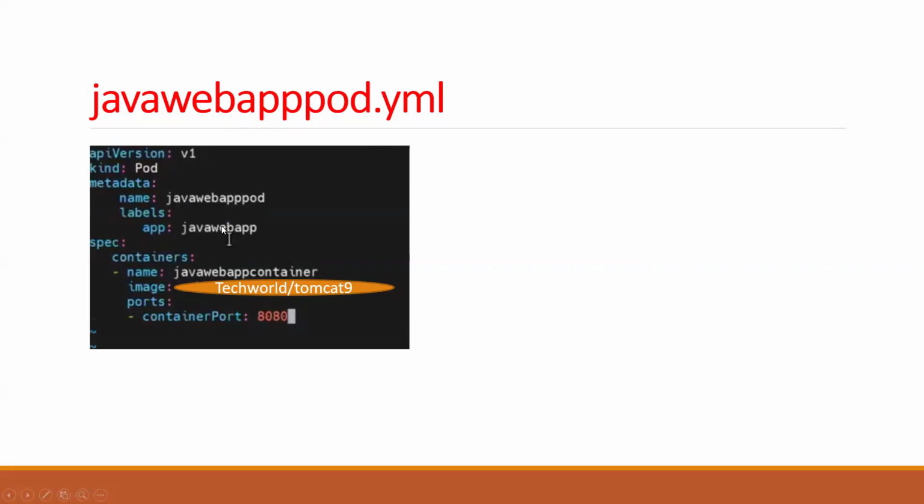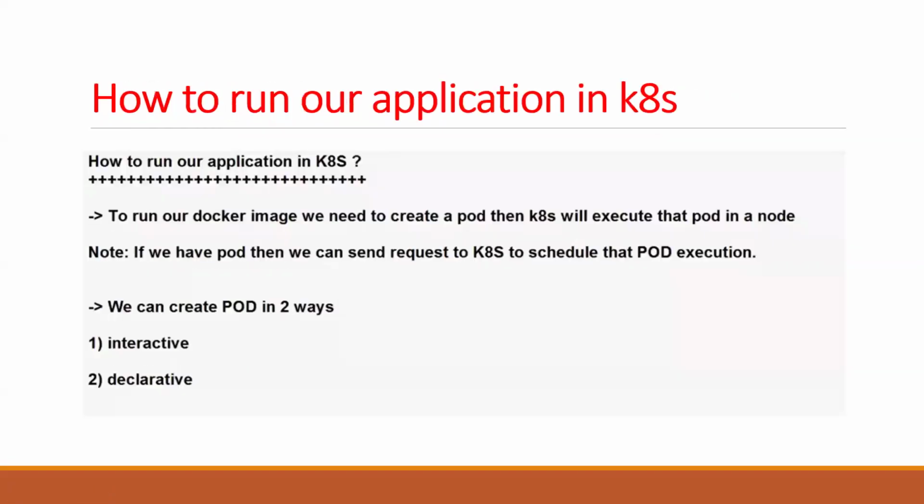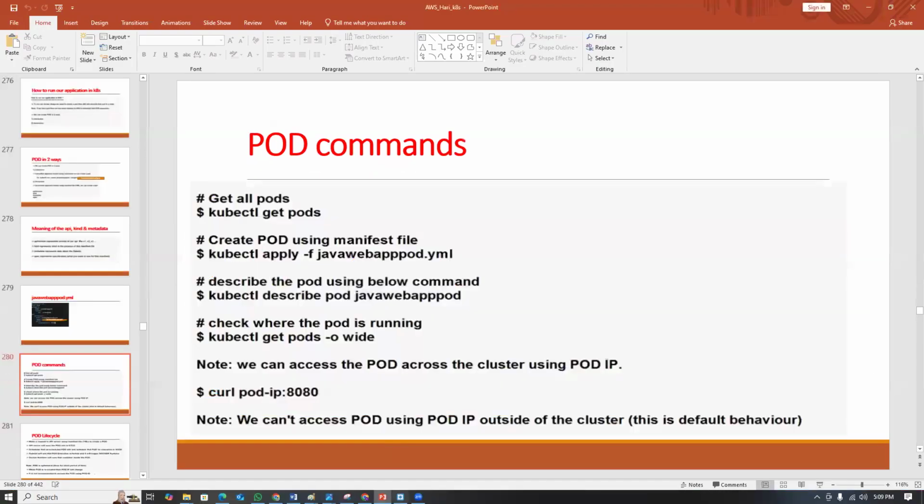So if you want to create a pod through a file, we can execute a command that looks like kubectl apply -f. So we need to create a pod using the manifest file. So what is the manifest file? kubectl apply -f java web app pod.yaml.